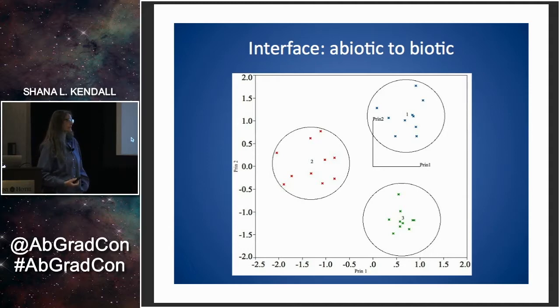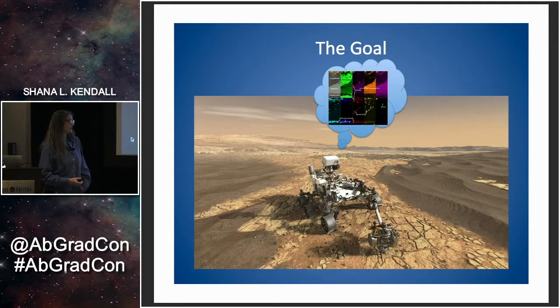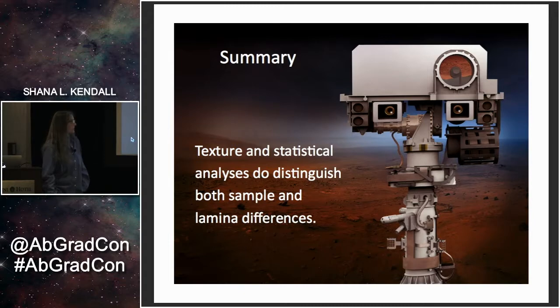So why are we doing this? What is the goal? Where are we headed? Obviously, I will be incorporating additional samples from different environments with the goal of developing a computer program that, when coupled with spatially correlated chemical data, can help determine whether or not a laminated sedimentary structure has been influenced by microorganisms or not. And with that, I leave you with the summary of our findings: with the combination of texture analysis and statistical methods, we were able to distinguish between the different sample types and the different lamina components.